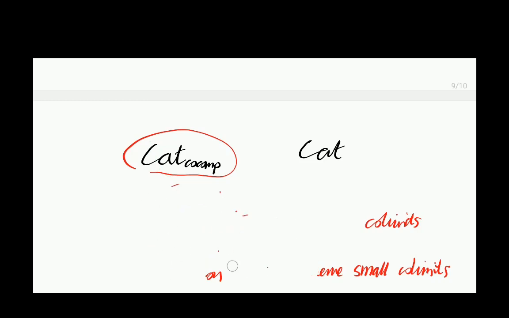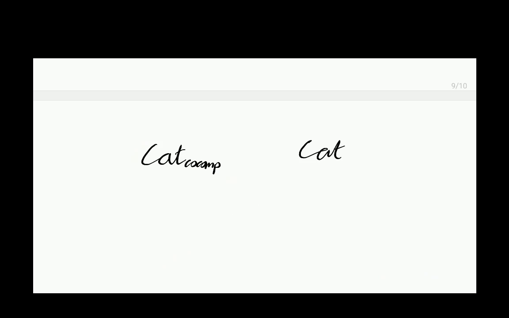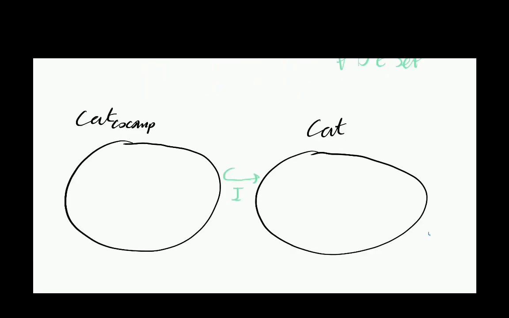Now, there's clearly going to be an inclusion functor I from Cat Cocomp into Cat. And it's this that we're going to use to find our universal property behind free cocompletion. So, okay, what's the big idea? Well, the big idea is that in Cat, let's pick any category C, and let's ask: is there an initial morphism from C to I? Or we could also say, is there a universal morphism from C to I? It means the same thing.